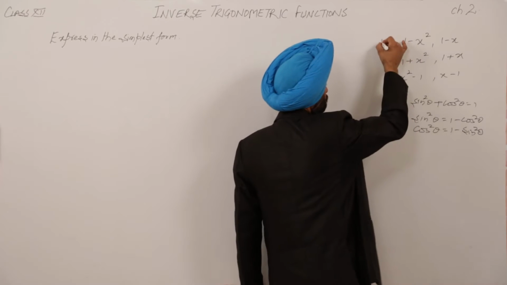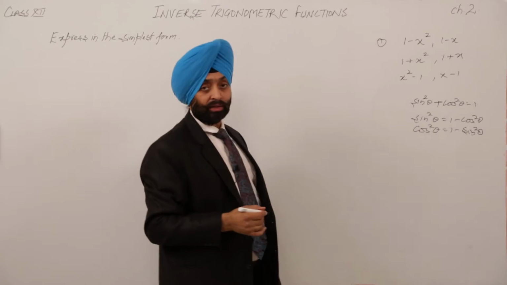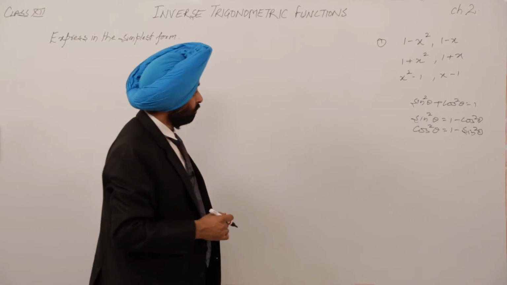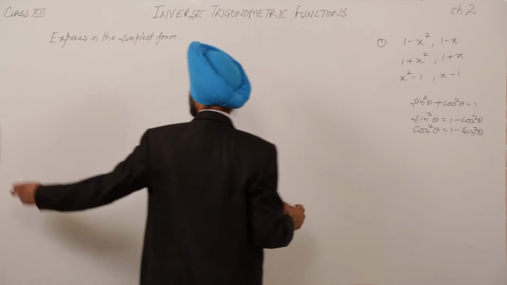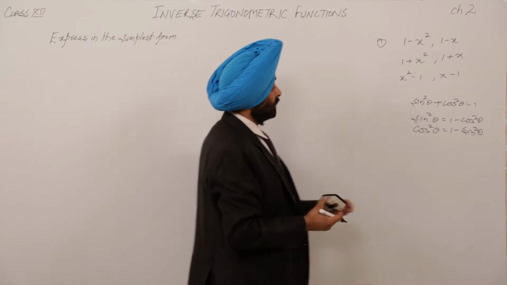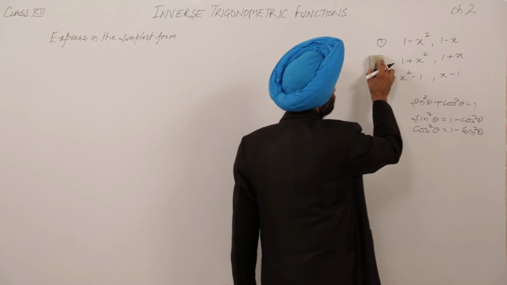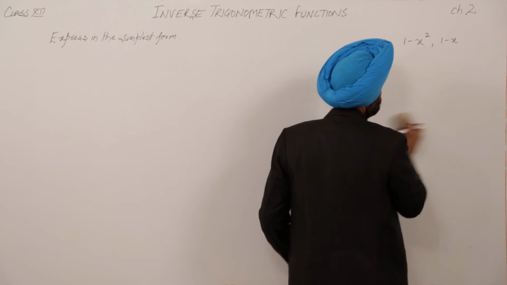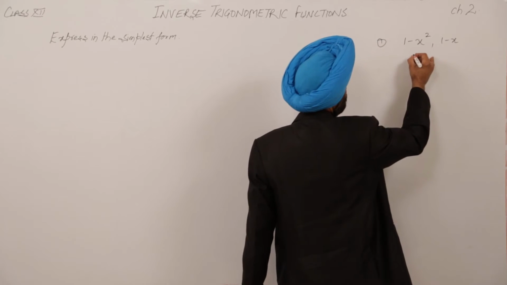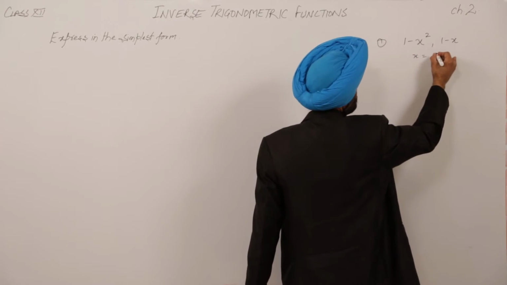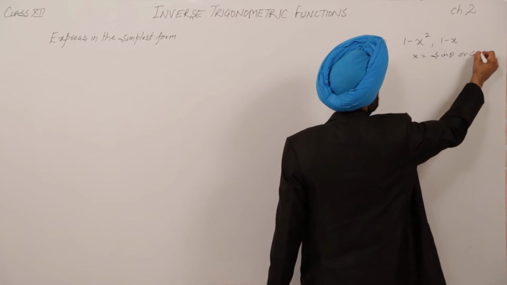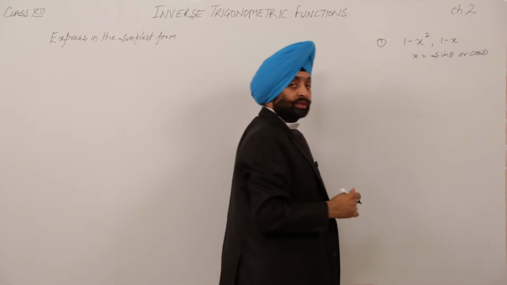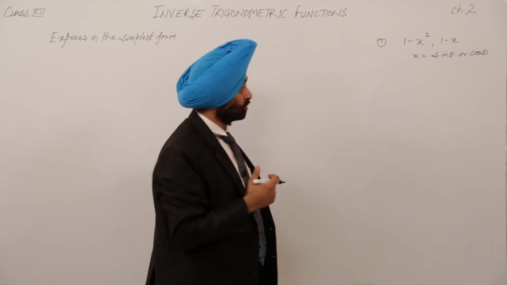Now for the very first part, it is 1 minus x square or 1 minus x. So here we can put x is equal to what? Either cos theta or sin theta. For this part I will be doing later. Here I can put x is equal to sin theta or cos theta, so that we can easily solve our questions and get some result out of it.